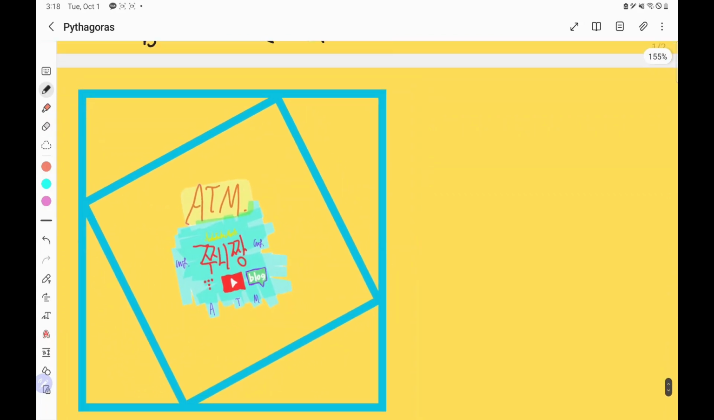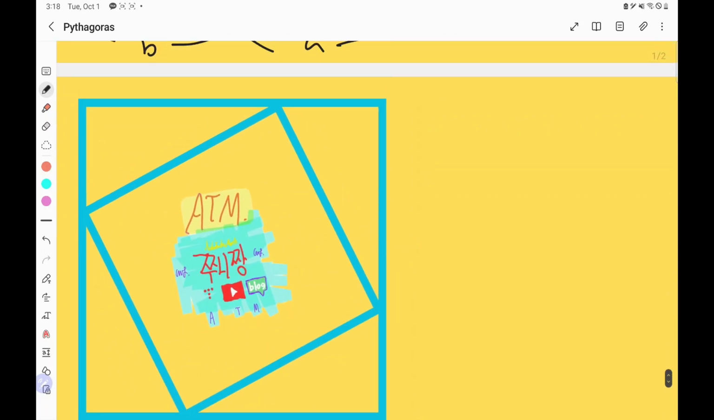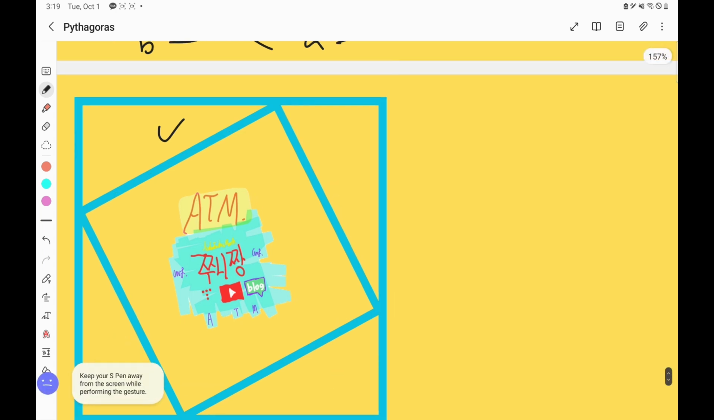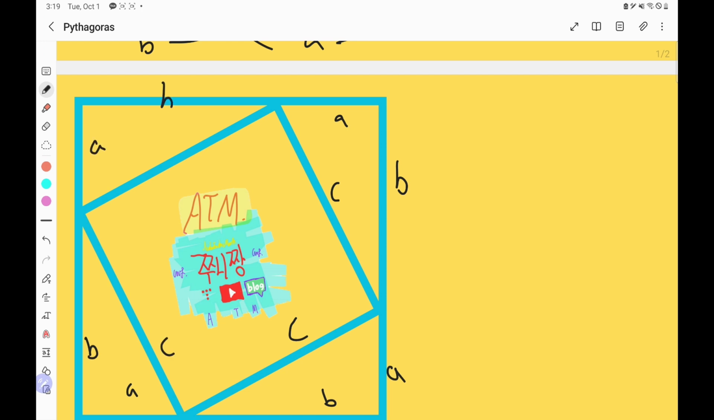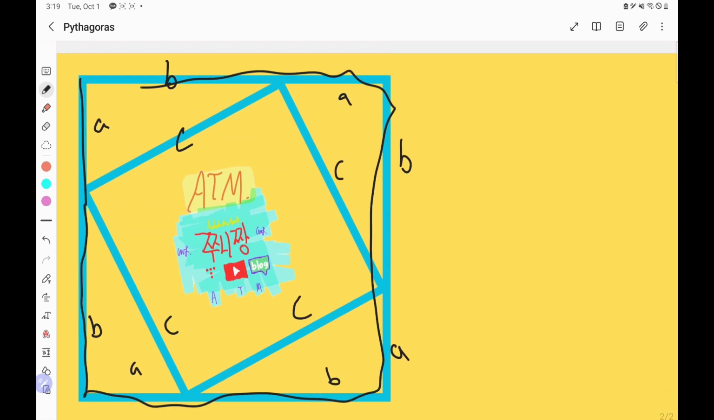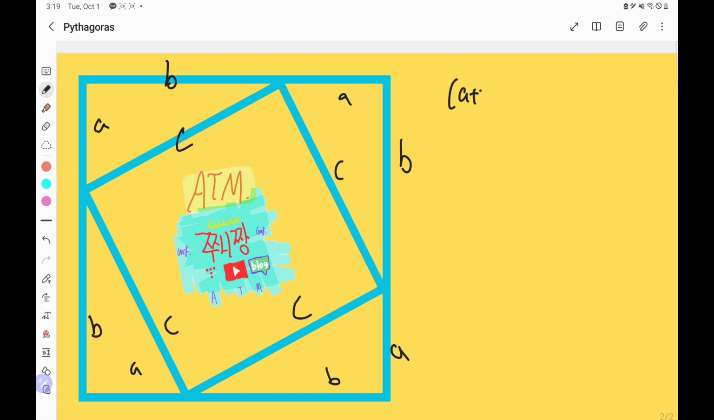So the next is this. This is four right triangles that are the same, identical, rotated 90 degrees, and this big one is different. So, since they are all identical, let's just call them A, B, C, A, B, C, A, B, C, and A, B, C. And then we can see that the biggest square is (a plus b) squared.